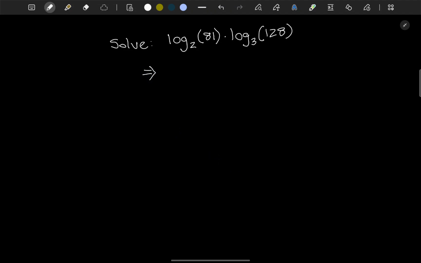So when we write this in Pneumatican, we use the L symbol. So log 2 of 81 times log 3 of 128.